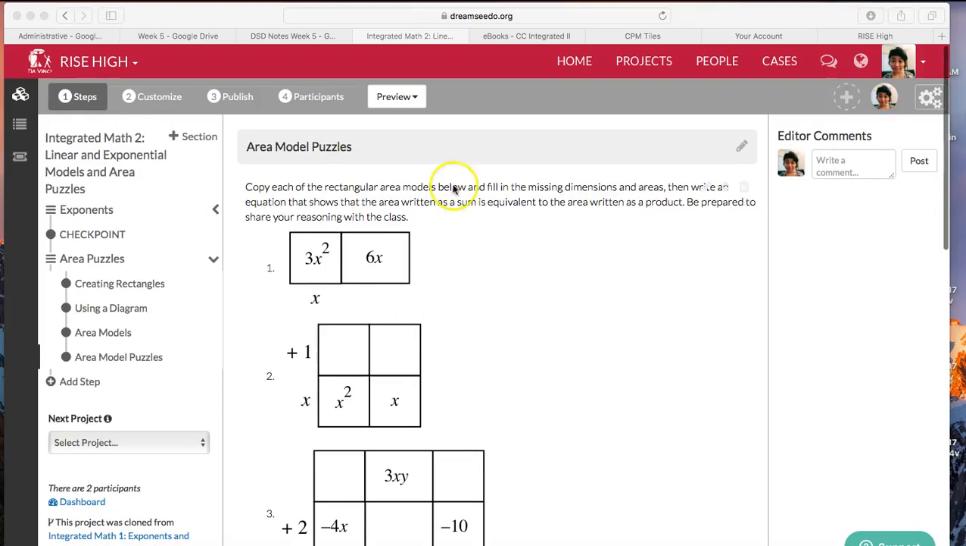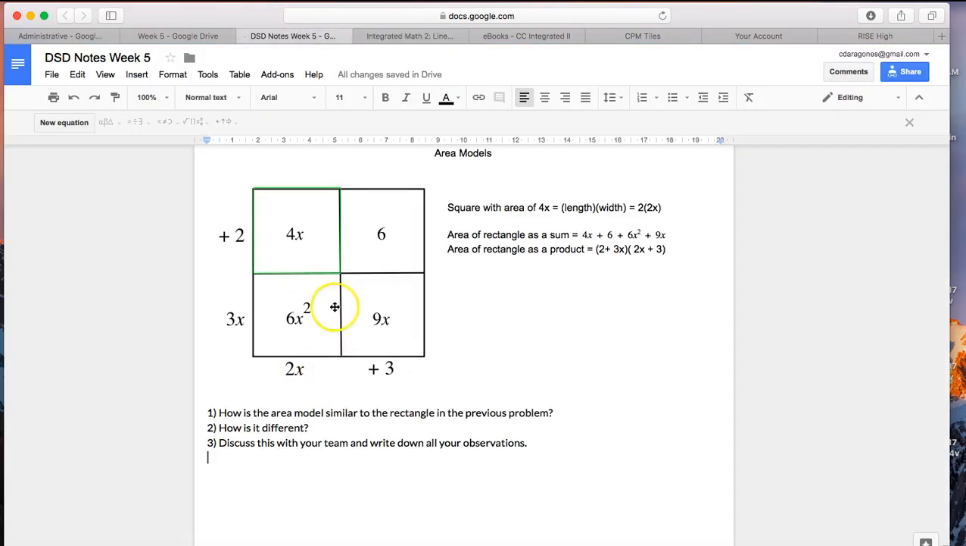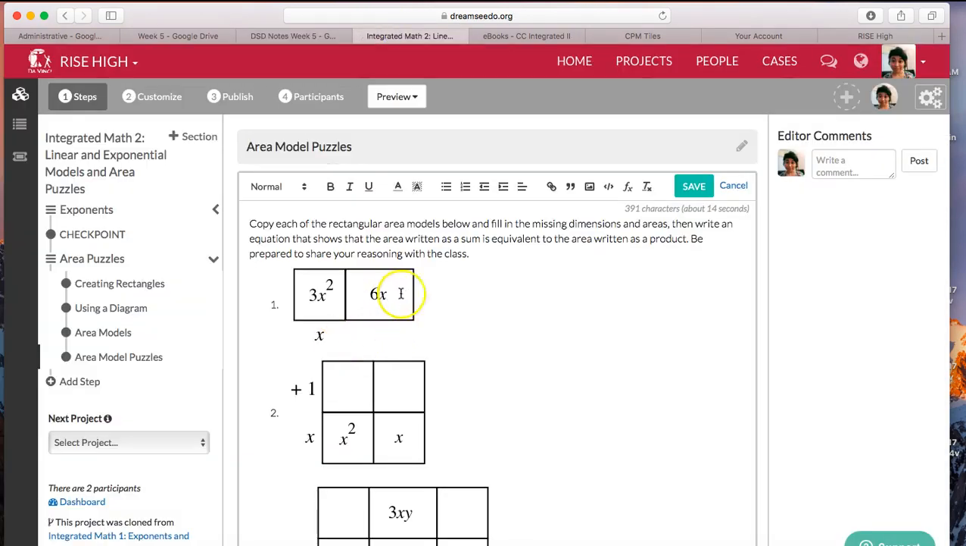All right, so in this step, you're actually going to take a rectangular area model and find the missing dimensions and areas. So in our notes, I gave you all of the missing dimensions, right? This one, like I said, has an area of 4x. So if this length is 2, the width has to be 2x, because 2 times 2x equals that area, 4x. So you're going to go ahead and now fill in the missing information.